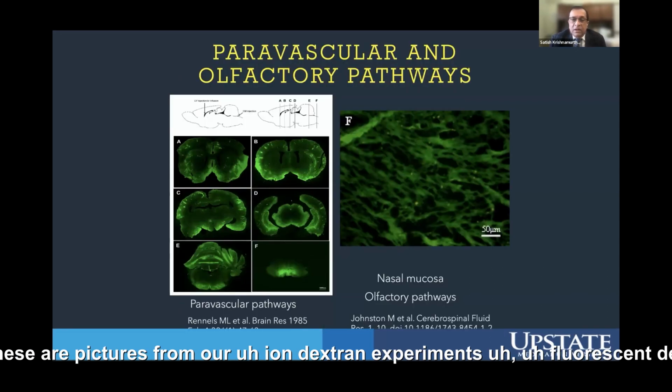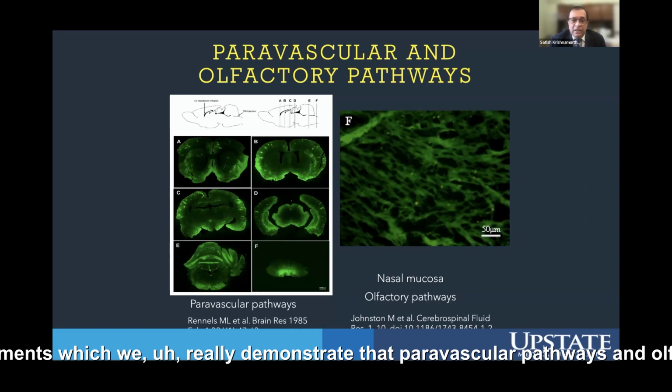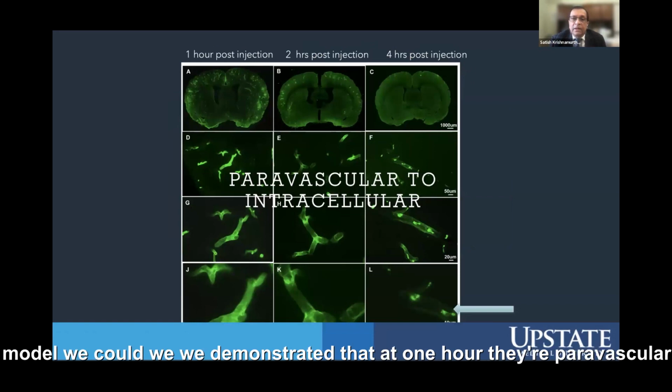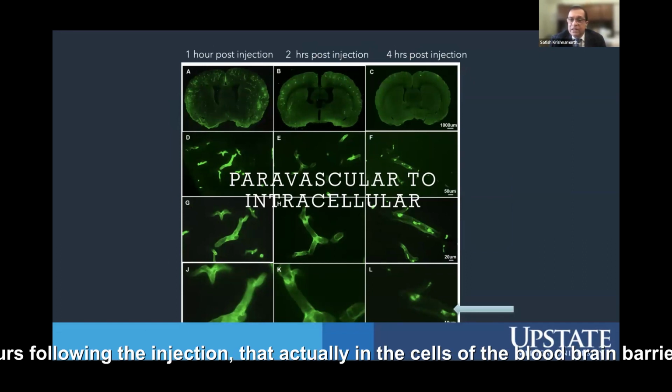They've done some elegant experiments, which I won't go into more detail. And these are pictures from our iron dextran experiments, fluorescent dextran experiments, which really demonstrate that paravascular pathways and olfactory pathways are also seen in our model. And in our model, we demonstrated that at 1 hour they're paravascular, but at 4 hours following the injection, they're actually in the cells of the blood-brain barrier.